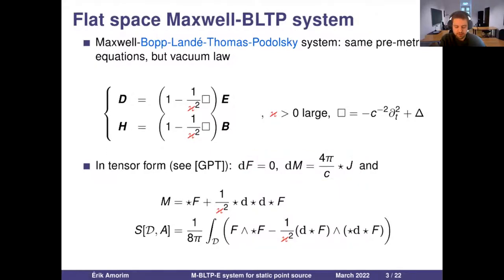There's this extra term here: M is equal to star F plus some small multiple of, you know, two derivatives of F right here, star d star d F, accounting for the two derivatives appearing in the wave operator. And there's also a Lagrangian for this system of equations. Here is the modification compared to the original Maxwell Lagrangian. We don't have to remember what these equations or the Lagrangians are. We just need to know that they come from a Lagrangian.